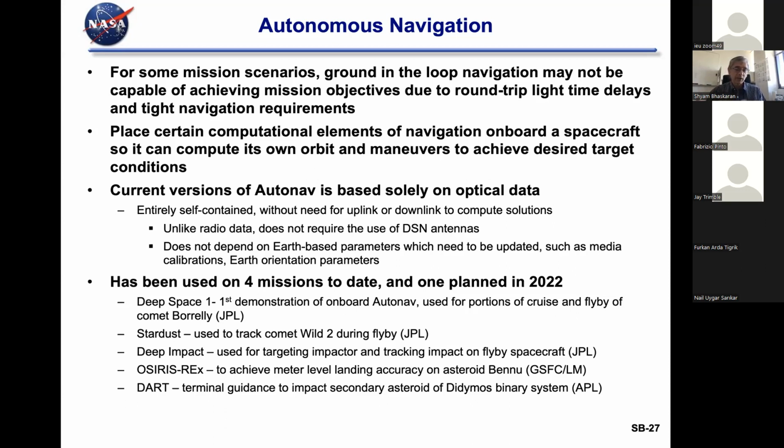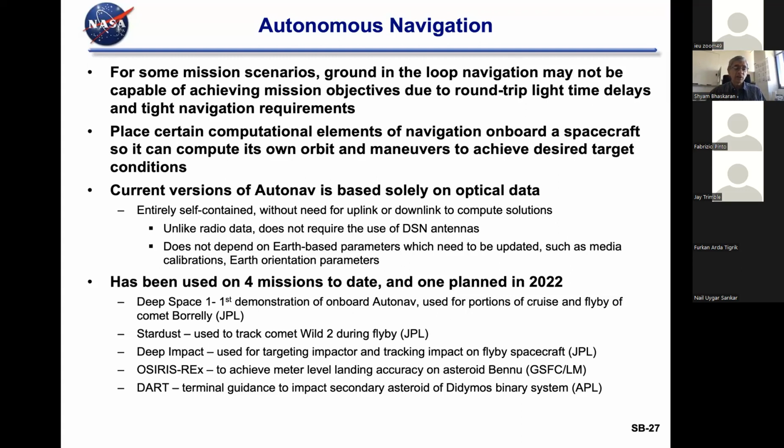A mission called OSIRIS-REx went into orbit around asteroid Bennu. The company Lockheed Martin built a version of their onboard navigation system in order to achieve landing on the asteroid to a precision of 1 meter or so.